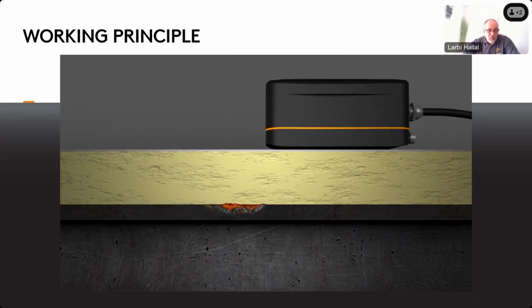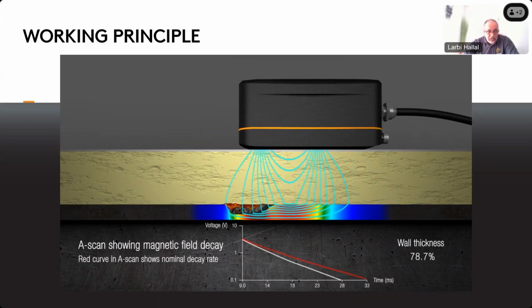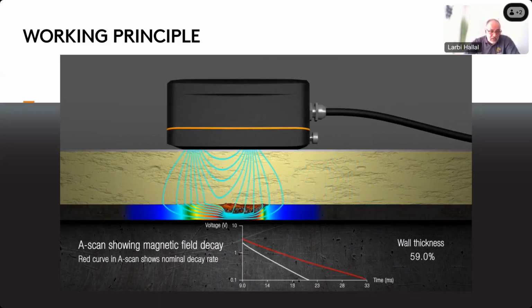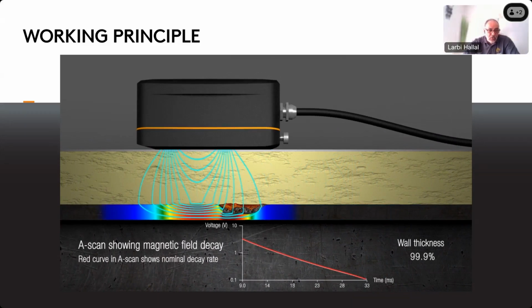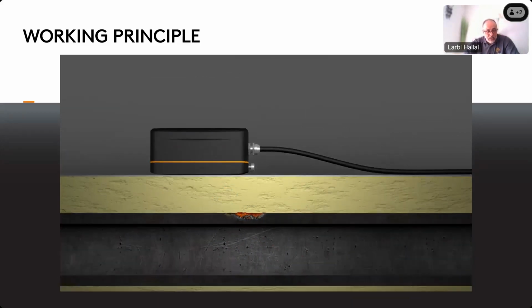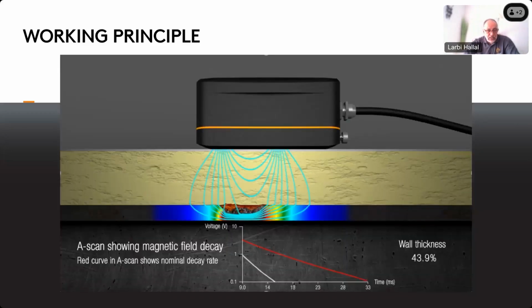So when it comes over a nominal wall thickness, you see a normal A-scan signal. And the more you come through or over the corrosion area, you will have a faster decay time that will give you a wall thickness average measurement.